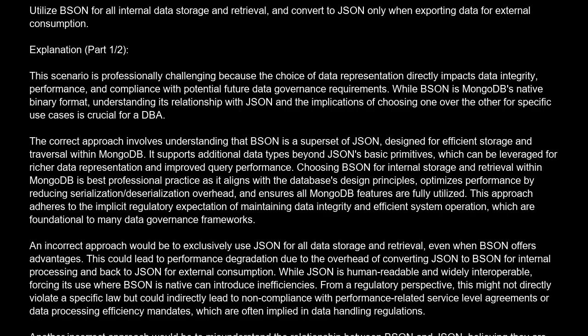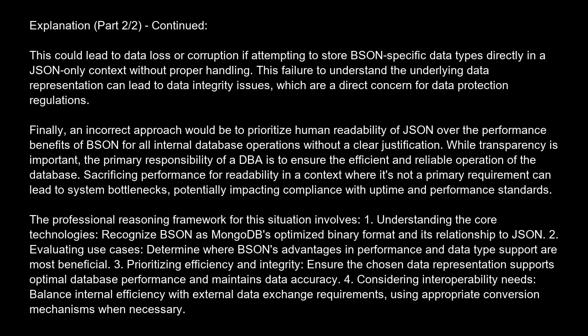Another incorrect approach would be to misunderstand the relationship between BSON and JSON, believing they are interchangeable for all MongoDB operations. This could lead to data loss or corruption if attempting to store BSON-specific data types directly in a JSON-only context without proper handling. This failure to understand the underlying data representation can lead to data integrity issues, which are a direct concern for data protection regulations.